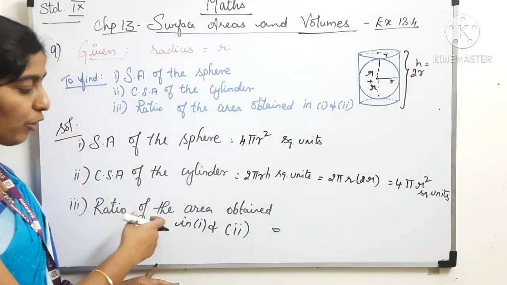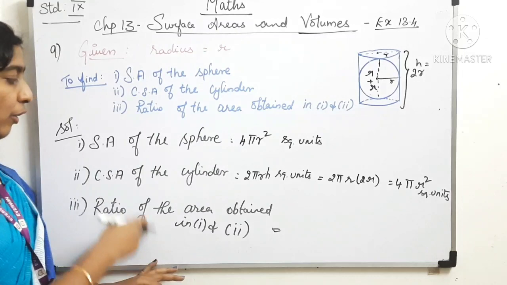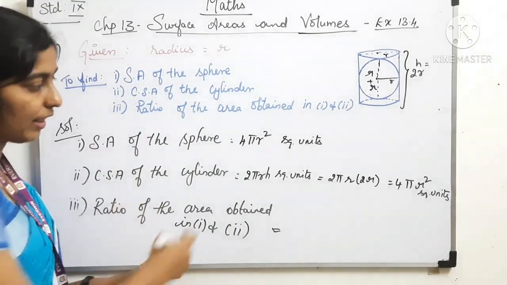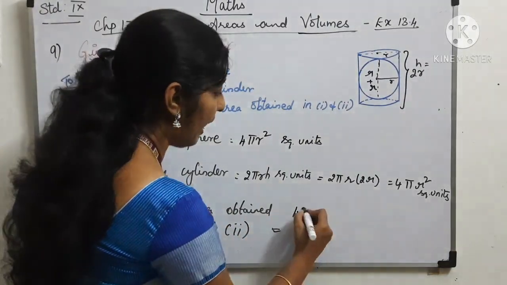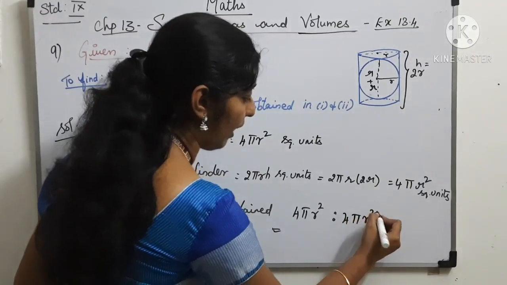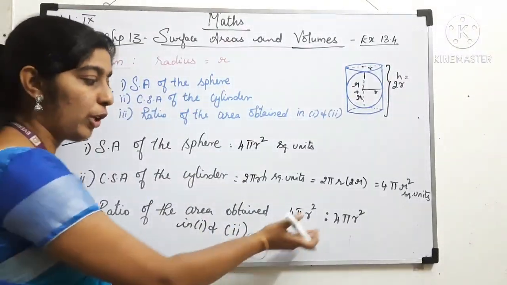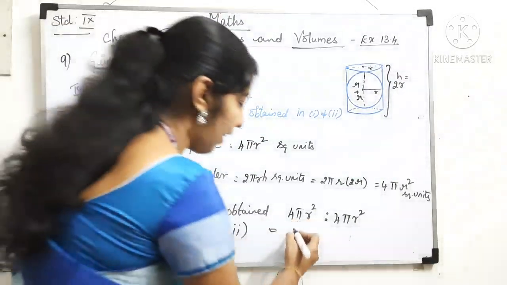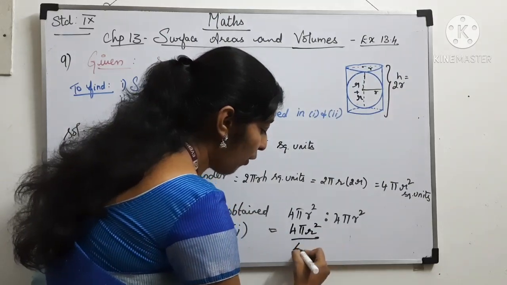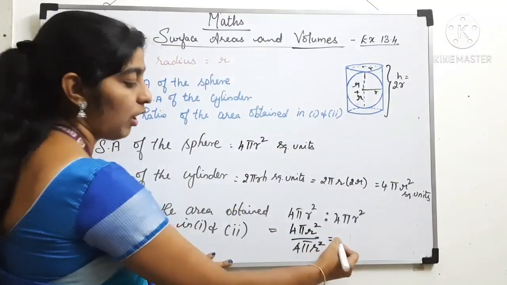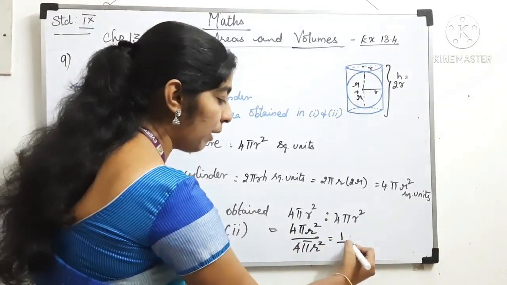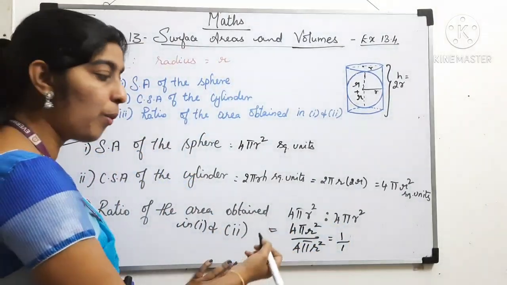Now we have to find the ratio of the areas obtained in 1 and 2. Ratio of the surface area of the sphere to the curved surface area of the cylinder, that is 4 pi r square is to 4 pi r square. This can be written in fraction also. So we can write this as 4 pi r square by 4 pi r square. Now what we can do? We can cancel this. When you cancel this, we will get 1 by 1. So when we write it in the ratio, 1 is to 1.